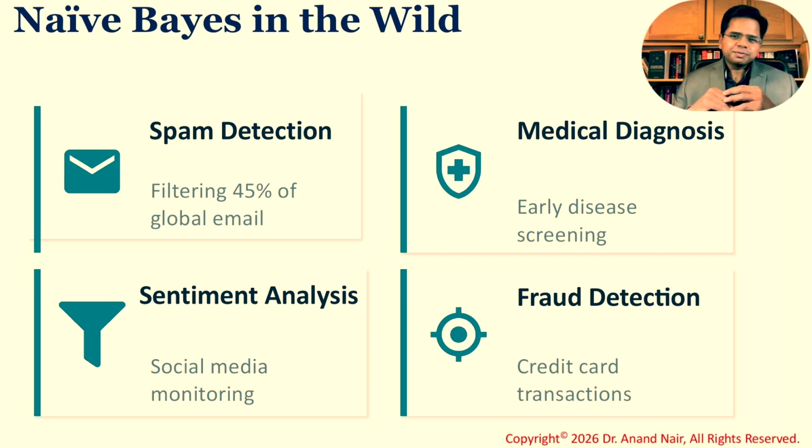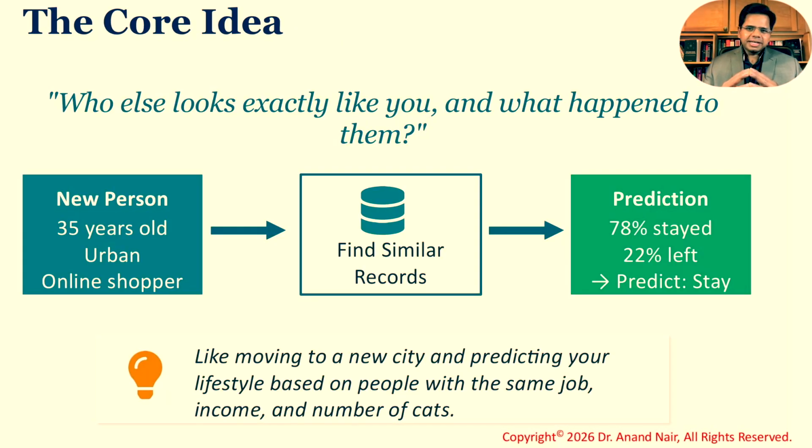The common thread? All of these involve categorizing things based on multiple features. Exactly what Naïve Bayes was born to do. Let's cut through the math intimidation and get to the heart of what Bayes classification actually does. It's surprisingly simple. Imagine you're a new record, maybe a customer, a patient, or an employee, and you want to know what's going to happen to you.